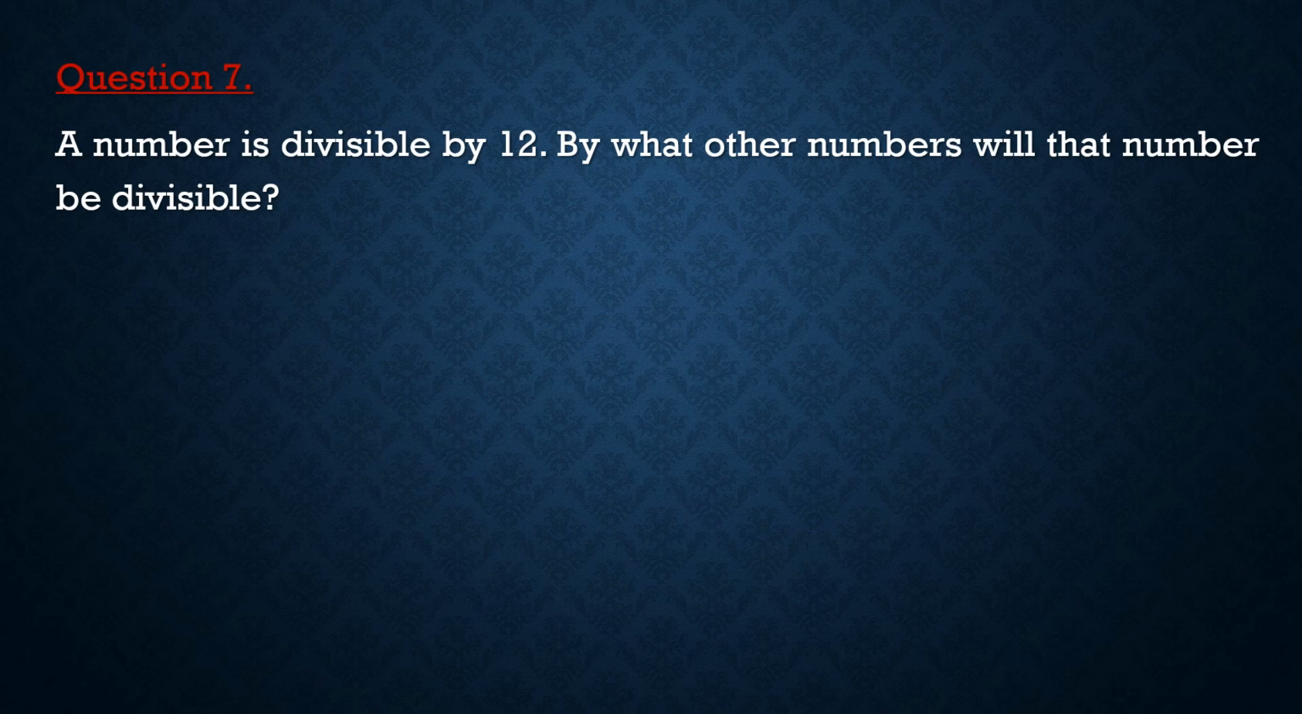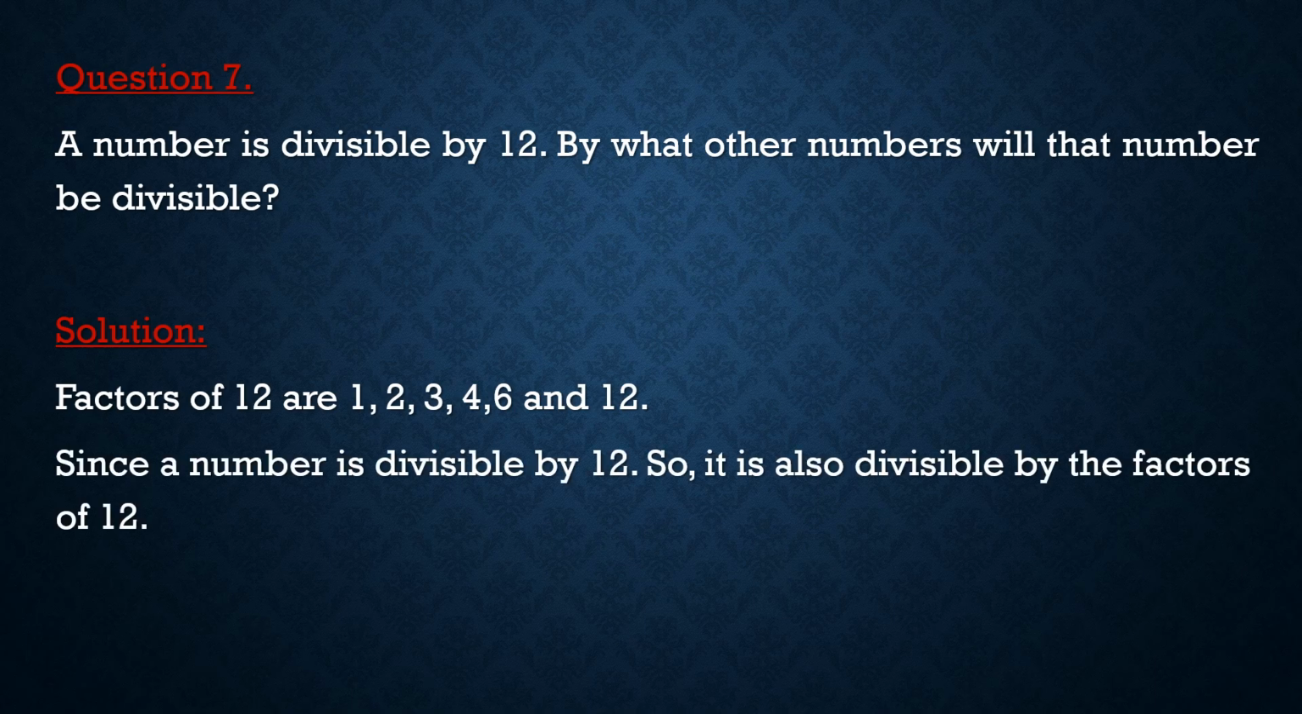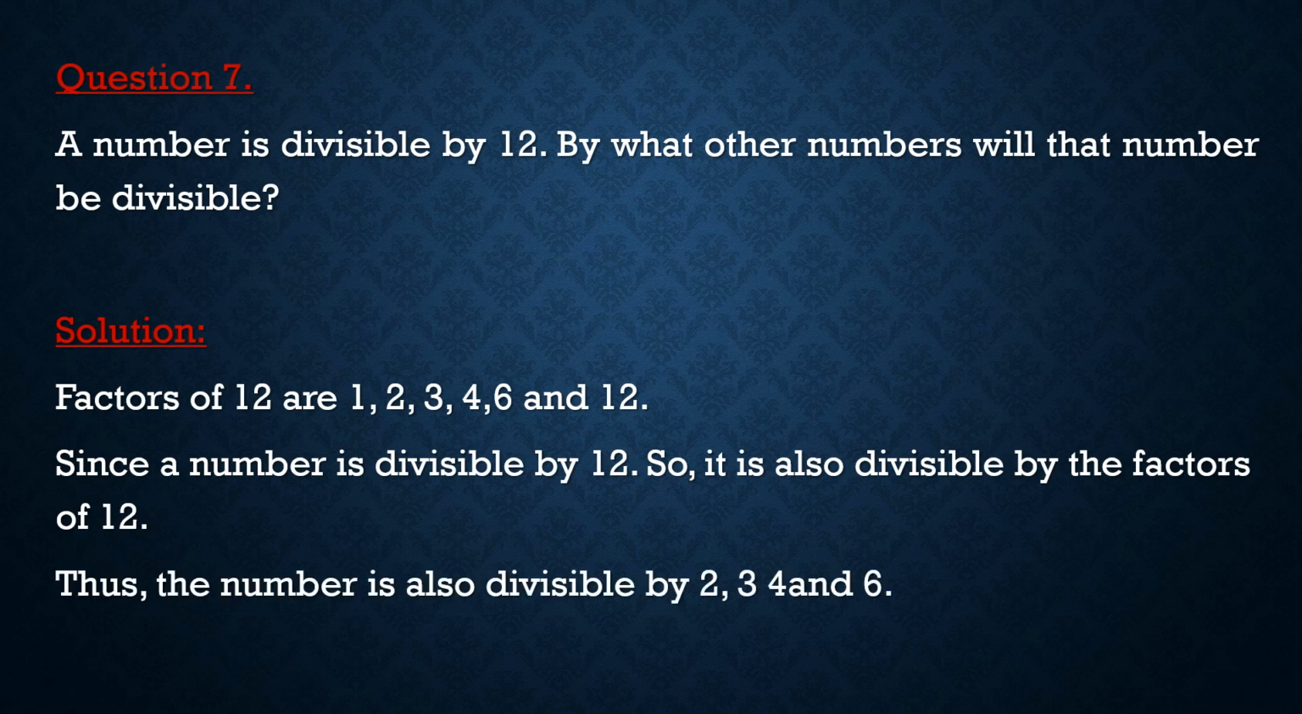Question number 7. A number is divisible by 12. By what other numbers will that number be divisible? First, we will find out the factors of 12. Factors of 12 are 1, 2, 3, 4, 6 and 12. Since a number is divisible by 12, it is also divisible by the factors of 12. Therefore, the number is also divisible by 2, 3, 4 and 6.